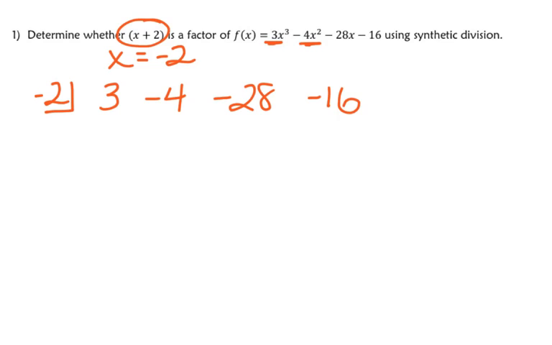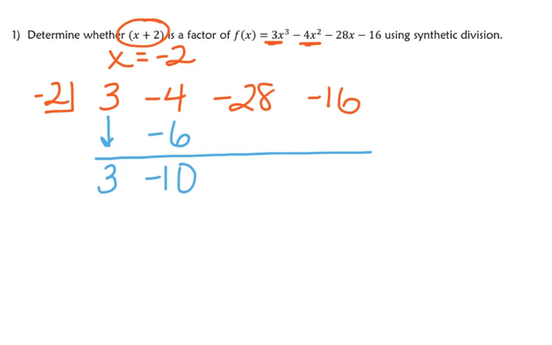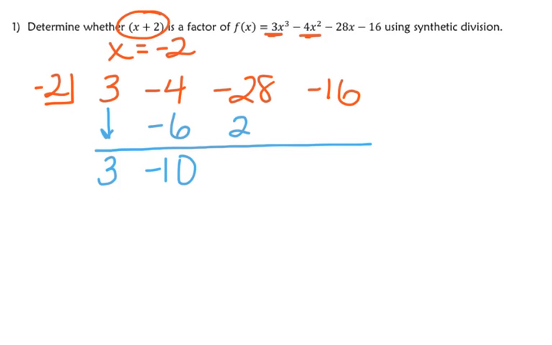And again, if I was missing some term like an x squared or an x, I would put a 0 in its place just like we did before. This process is not going to feel any different, so we bring the 3 down. 3 times negative 2 is negative 6. Add those together, you get negative 10. Negative 10 times negative 2 is positive 20. Add those together, you get negative 8. Negative 8 times negative 2 is 16, and then we get 0.